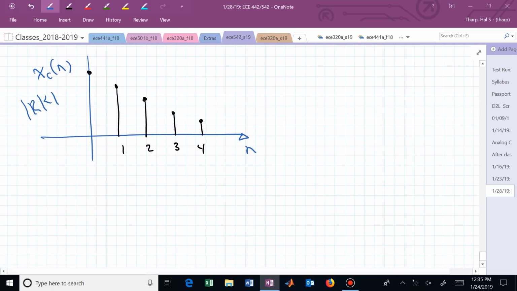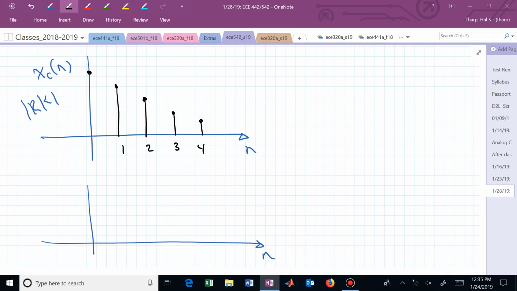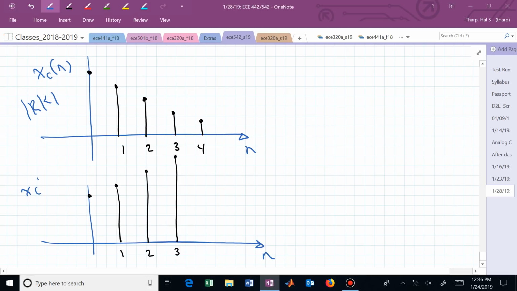If r is actually bigger than 1, now we might start at the same value, but now we go unbounded exponentially as n increases. So this would be then a picture of x sub c of n when r is bigger than 1.